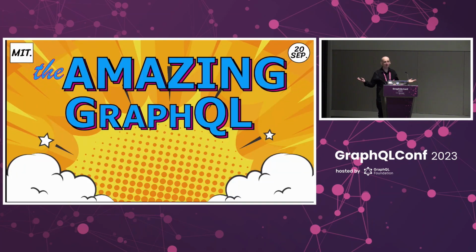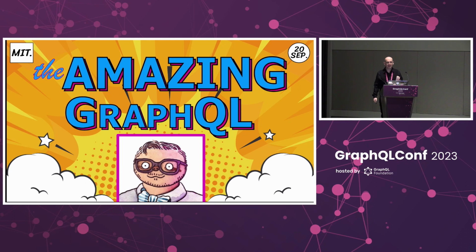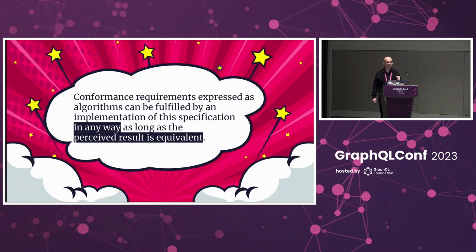So, how do I reconcile this with my belief that GraphQL is amazing? Well, that's easy. In 2017, Lee Byron helpfully added this clarification to the spec. Conformance requirements expressed as algorithms, like the execution algorithm, can be fulfilled by an implementation of this spec in any way, so long as the perceived result is equivalent. So, resolvers define the observable behavior for GraphQL execution, behavior that we rely on for things like normalized caching. But our servers are free to actually implement this outcome however they want.